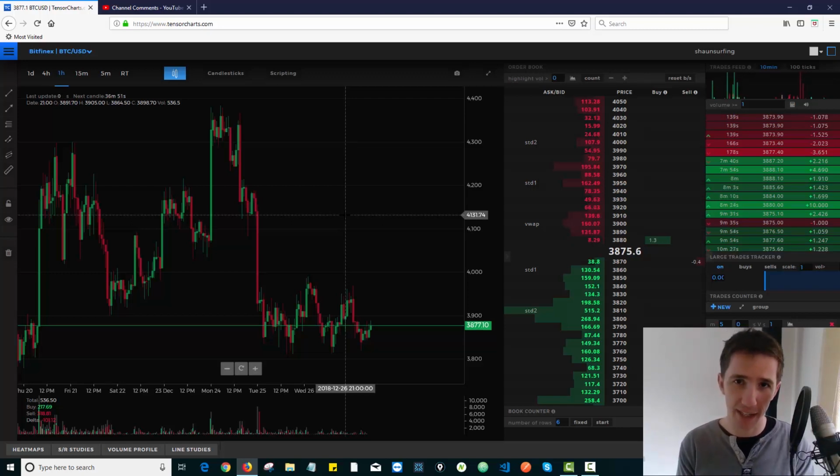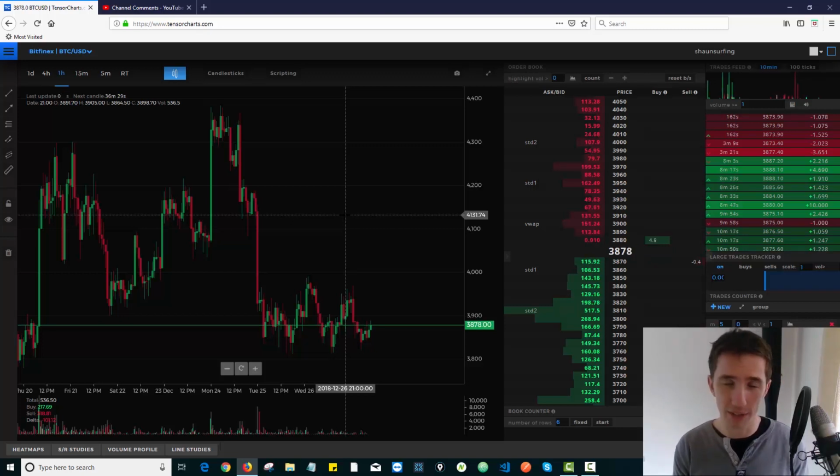To get this kind of data in the stock market costs a lot of money. Tensor Charts gives you a lot for free, and their paid version, I don't even know the difference anymore between what you get paid and free. If you are into the trading and the day trading side of crypto, and you're not using Tensor Charts and you're just relying on other indicators, you really need to focus on this, especially if you're like me and you believe in the order book and order flow.